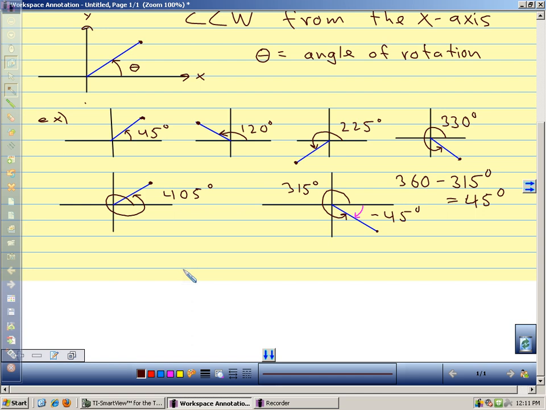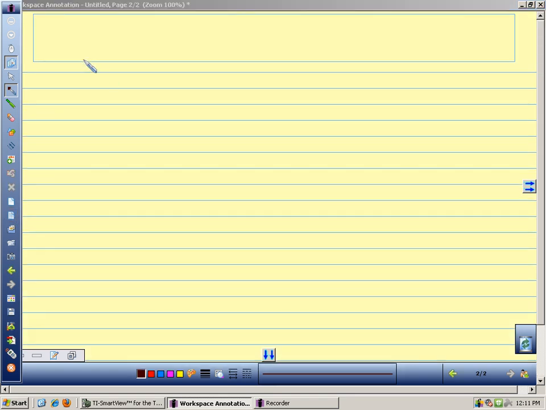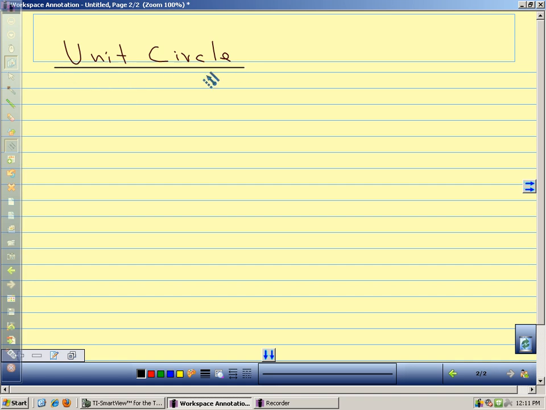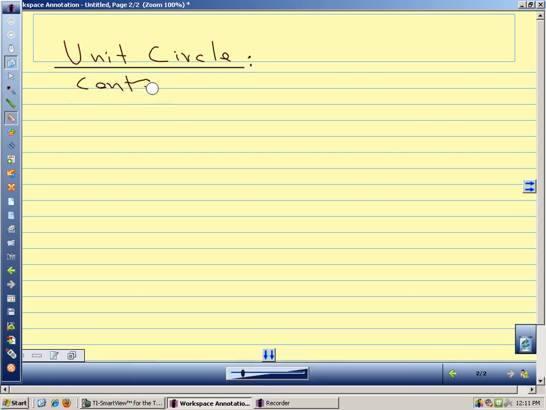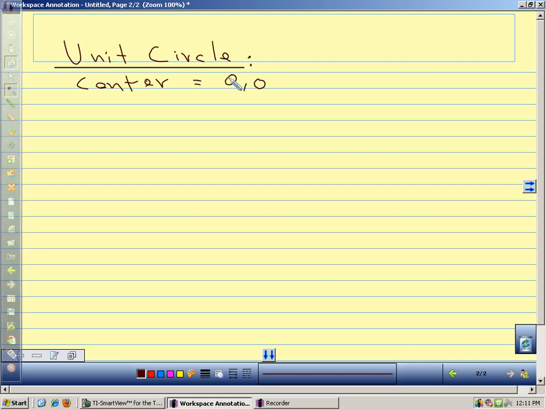All right, so we're going to use the angle of rotation to help us out with our angles on the unit circle. And what we mean by unit circle is a circle. Its center is 0, 0. And its radius is 1. That's what unit means. Unit means 1.